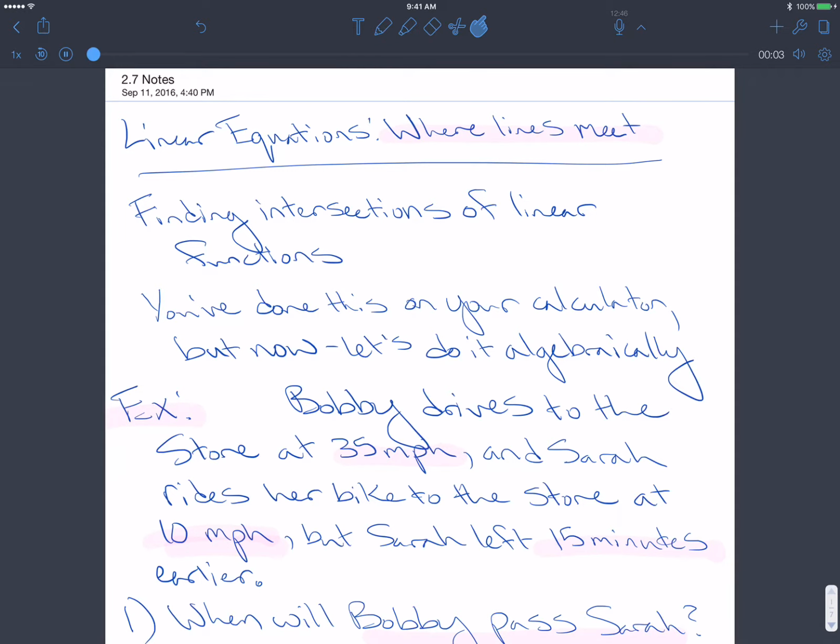2.7. We are talking about linear equations still, but this is the last section in chapter 2, so we're going to be talking about intersections, or where lines meet.